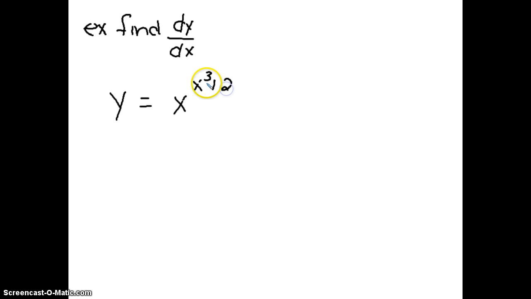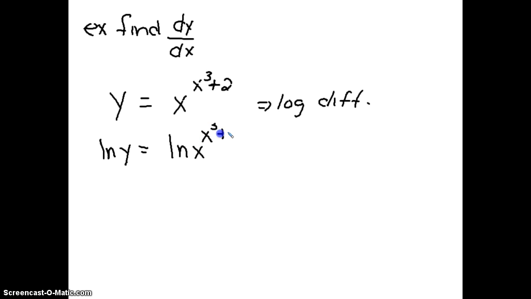All right, so example 1, we're still finding dy/dx. Nothing different about that. But what's different is that we have y equals x raised to the x cubed plus 2 power. So again, there is no rule for that. Anytime you have a function raised to a function power, the only technique that works is logarithmic differentiation. So we're going to take the ln of both sides. So the ln of y equals the ln of x to the x cubed plus 2.